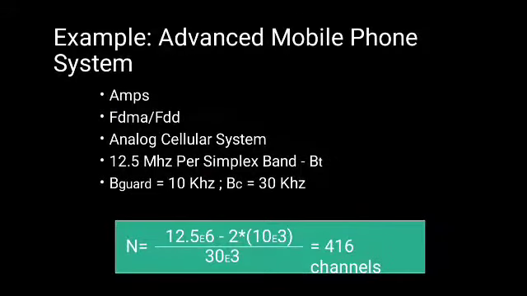Here is an example in the advanced mobile phone system. We are using FDMA, FDD and an analog cellular system. The entire bandwidth of each cellular band is 12.5 megahertz, the guard band is 10 kilohertz, and each channel is allocated 30 kilohertz. If you go for that, the number of channels can be calculated as 416 channels, that is 416 channels can be allocated in that 12.5 megahertz simplex band.